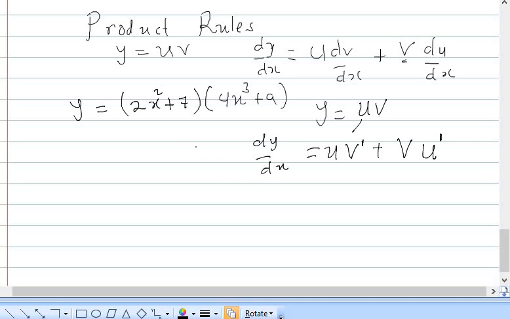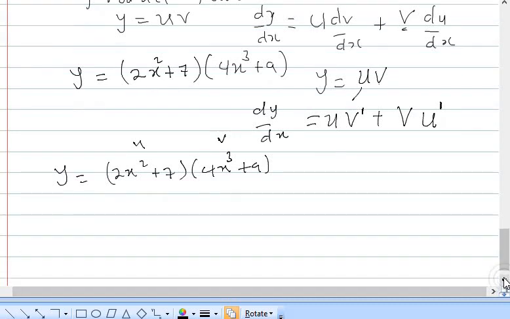So let's take a look at this question. We have y is equal to 2x squared plus 7, and the other part is 4x cubed plus 9. So we can let this be equal to u, and let this be equal to v. We are not going to use the formula. I'm just going to use the shortcut method to solve, since we have already solved numerous questions in our playlist. Here is just a recap.